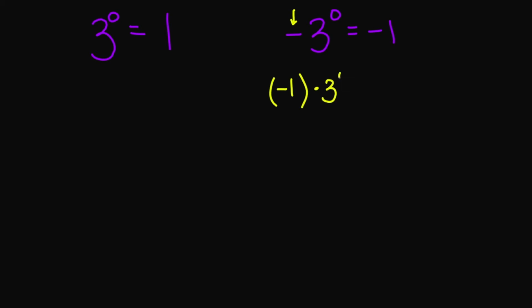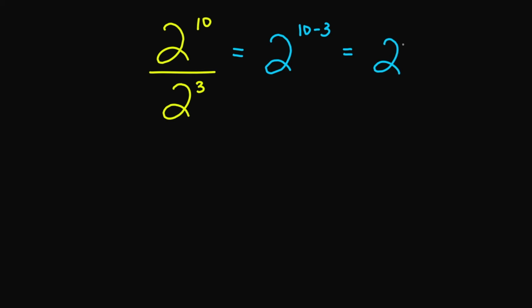What about 3 to the 0 power? This is also going to equal 1. What if you had negative 3 to the 0 power? This is going to equal negative 1. We're going to bring out this negative 1 on the outside. So you have negative 1 times 3 to the 0, and 3 to the 0 equals 1. So negative 1 times 1 equals negative 1.